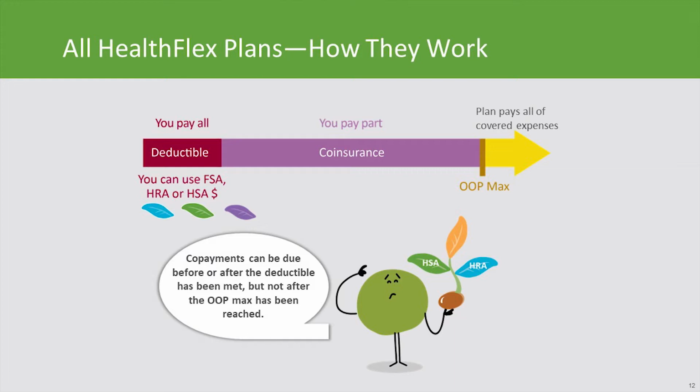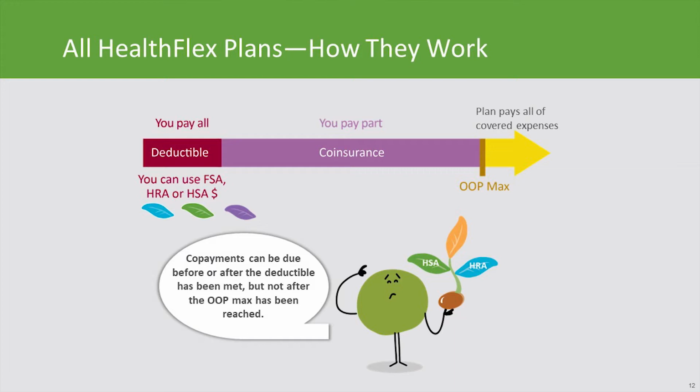All HealthFlex plans work like this. They all have a deductible. A deductible is something that you pay. You can use flexible spending money to pay those deductibles. If you choose a C2000 or C3000 plan, you can use your HRA money to pay for those. Or if you choose any of the high deductible health plans, you can use your HSA money to pay for your deductible. Once you meet your deductible, then your coinsurance kicks in.